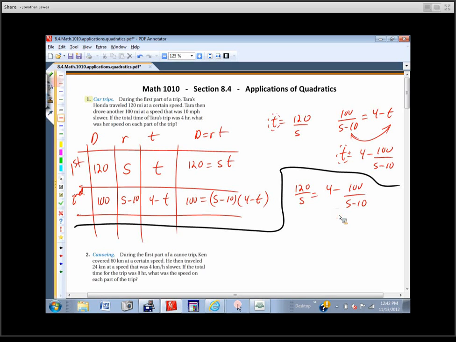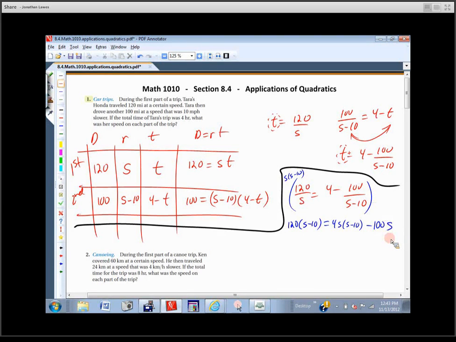Okay, then we're going to finish solving this. To finish solving this, this is a rational equation. I don't like working with fractions unless I absolutely have to. People are prone to make mistakes. So what we're going to do is multiply by something that will cancel off an s and an s minus 10. So I need to multiply by s and s minus 10. If I do that here, I have 120 times s minus 10. What happens here? Does anything cancel? No. So this is 4s, s minus 10. And what happens here? The s minus 10 cancels, so there's 100 left and an s.